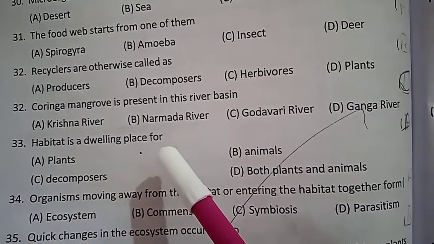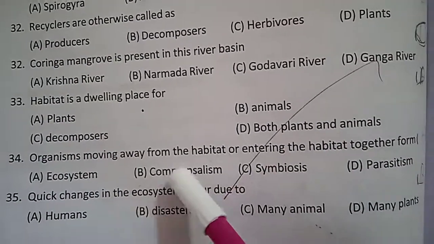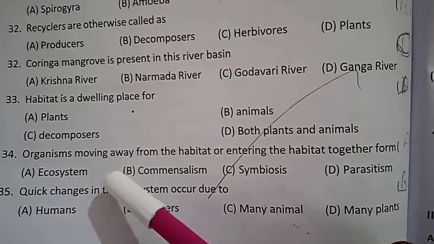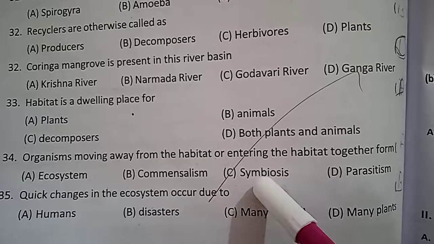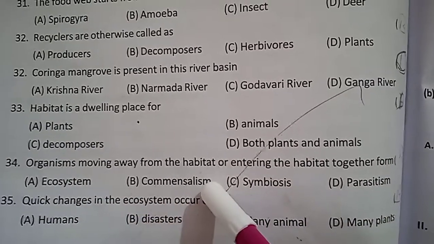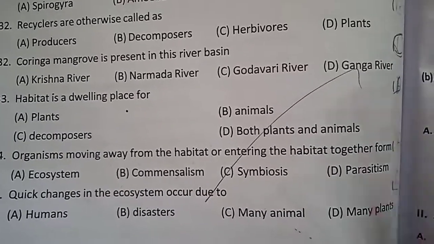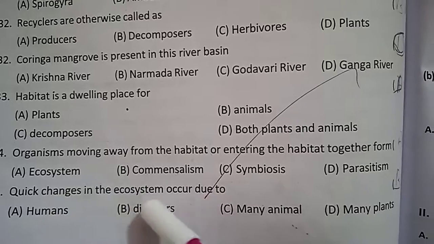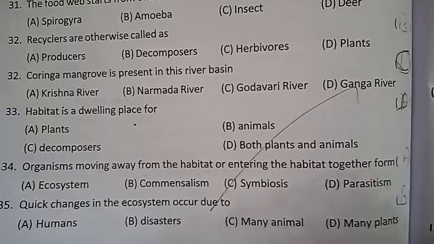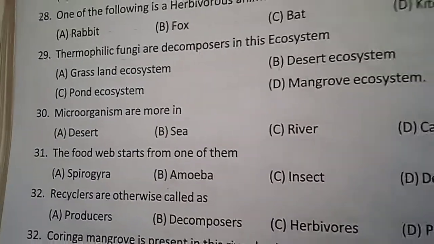Habitat is a dwelling place for all both plants and animals. Organisms moving away from the habitat or entering the habitat together is called as ecosystem. So these are the symbiosis relationship as depending on some commensalism, that is both are having the relationship to get the energy. Quick changes in the ecosystem occur due to disasters. So these are the MCQs about different ecosystems.